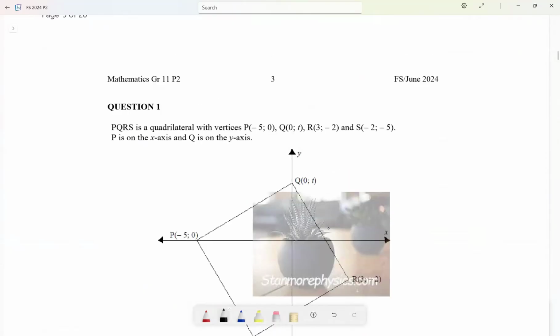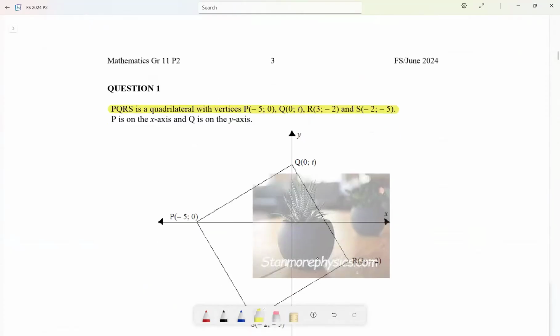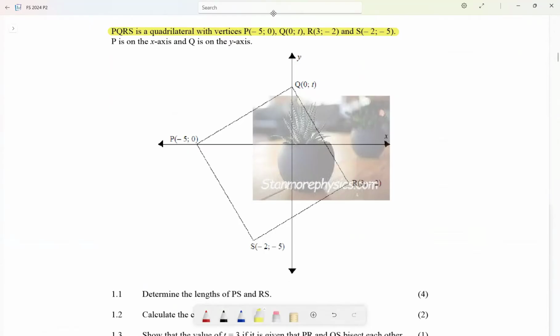So question 1 says PRS is a quadrilateral with vertices, those ones. We are not told what kind of quadrilateral this is, but by inspection, when you look at it, you can say it is either a square or a rhombus, but we'll see as time goes on.